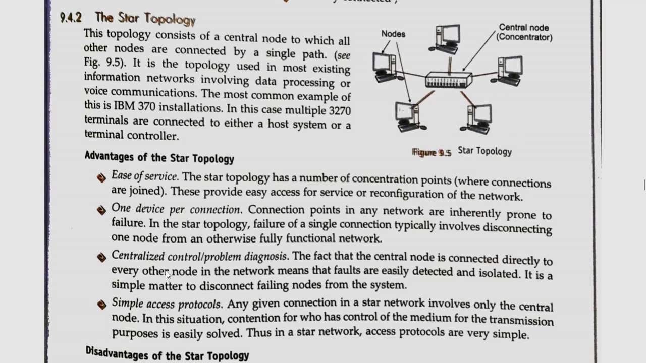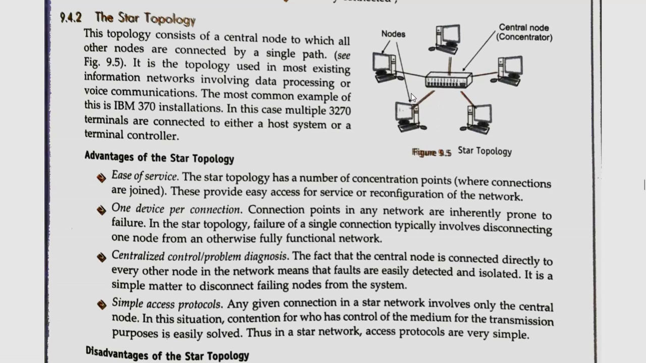Okay, now the next thing is centralized control and problem diagnosis. Now the fact that a central node is connected directly to every other node in the network means that faults are easily detected and isolated. Since you know that the main central system is there and the rest of the systems are joined by a single individual path, it is easy to diagnose the problem.